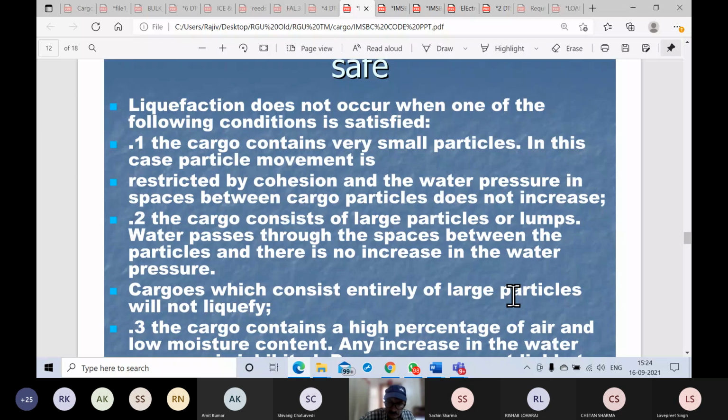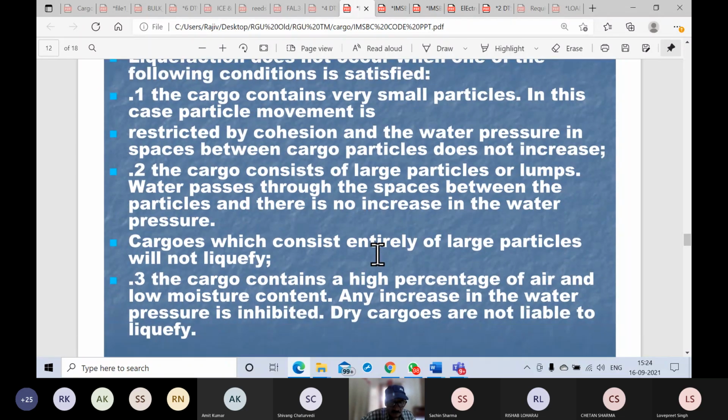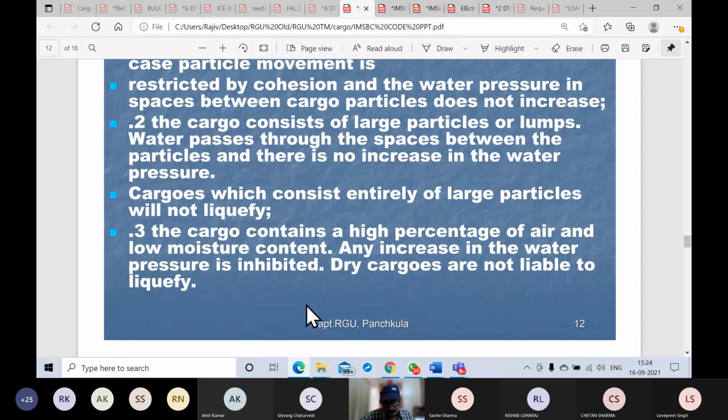One method to keep your vessel safe is to restrict cohesion, which means the cargo loaded should consist of large particles. Cargoes which consist entirely of large particles will not liquefy. This is normal for cargo which consists of large particles. But if there is a cargo which contains a high percentage of air and moisture, then any increase in water pressure is possible. Dry cargoes are not liable to liquefy.